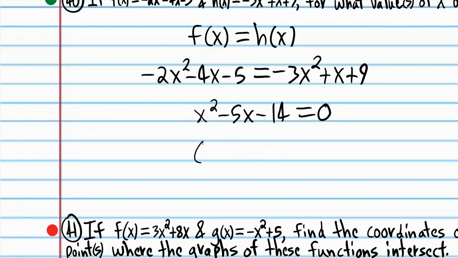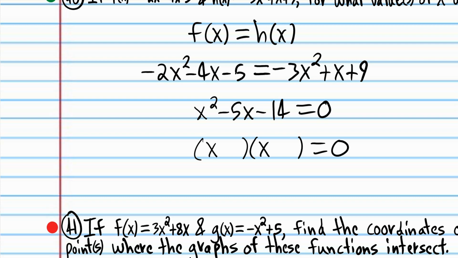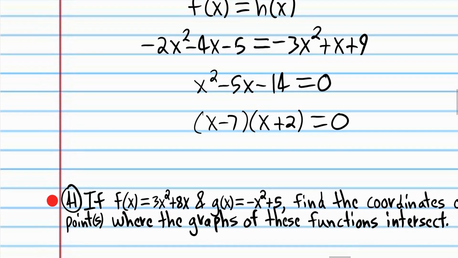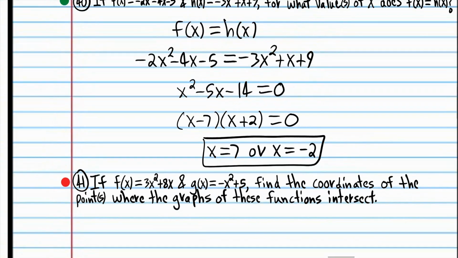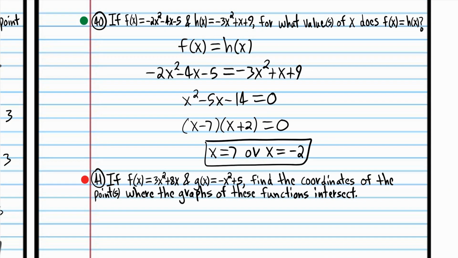So now we're going to factor. The quadratic equation is in standard form. What two numbers multiply to negative 14 and add up to negative 5? Well, that's going to be negative 7 and positive 2. So x is equal to 7 or x is equal to negative 2. So if you got that right, excellent.